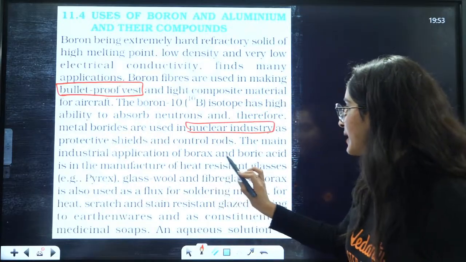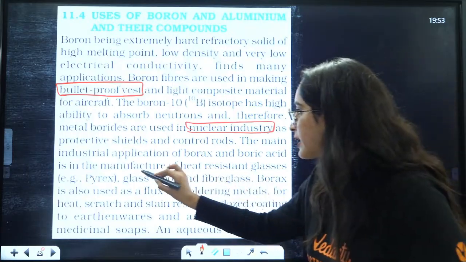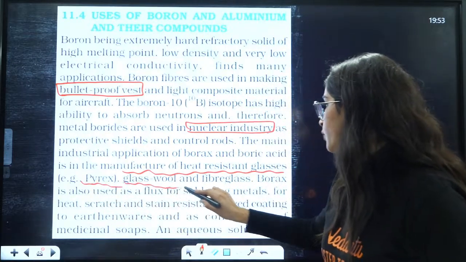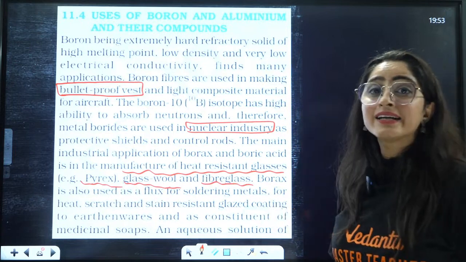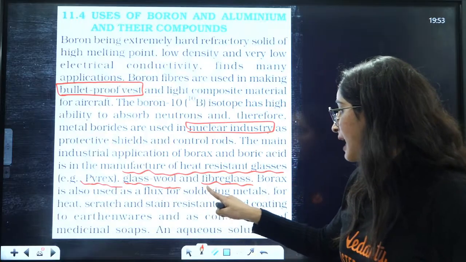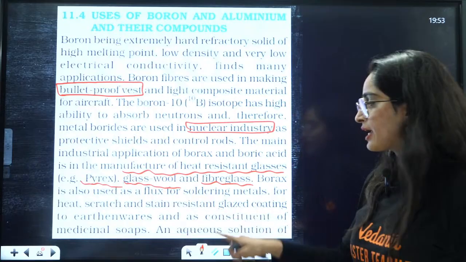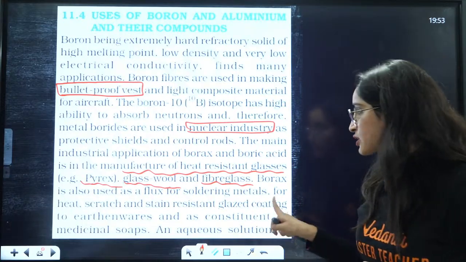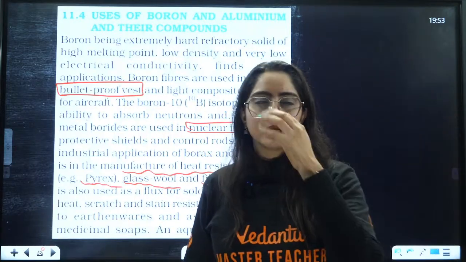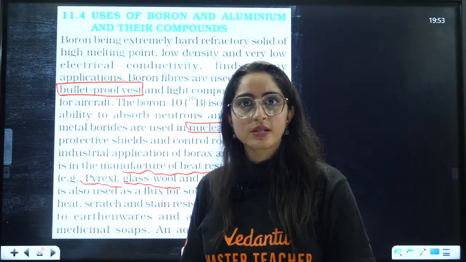The main industrial application of borax and boric acid is the manufacture of very important heat resistant glasses: Pyrex, glass wool and fiber glasses. Heat resistant glasses are used, right? Borax is also used as a flux for soldering metals, and for heat, scratch and stain resistant glazed coating on earthenwares. Earthenwares means you can say to earth the conductivity of electrons, right?